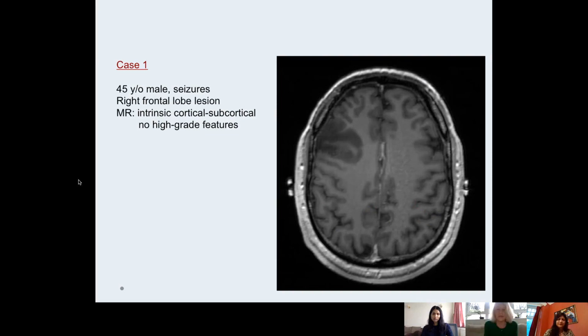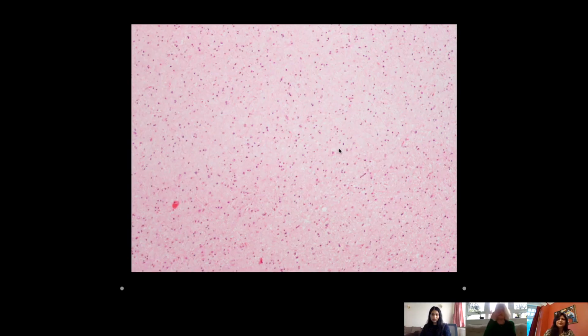And we can now start with our first case. This is a 45-year-old man who presented with seizures and was discovered to have a lesion of the right frontal lobe, which on MR appeared to be localized in the cortex and subcortical white matter, with no evidence of high-grade features. He had a resection, and these are the histological images.